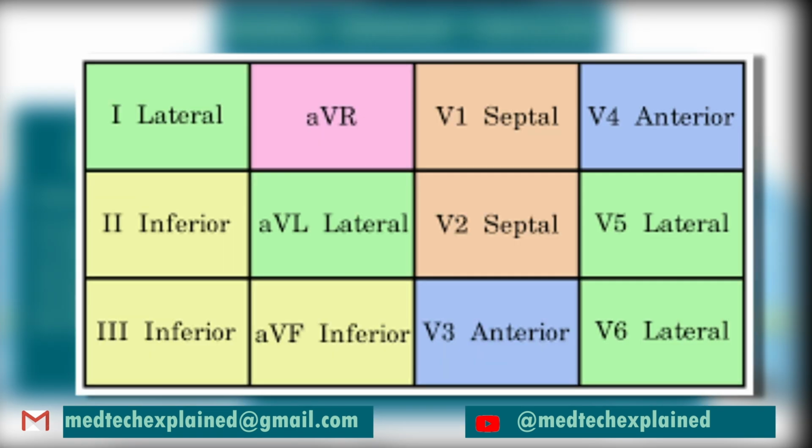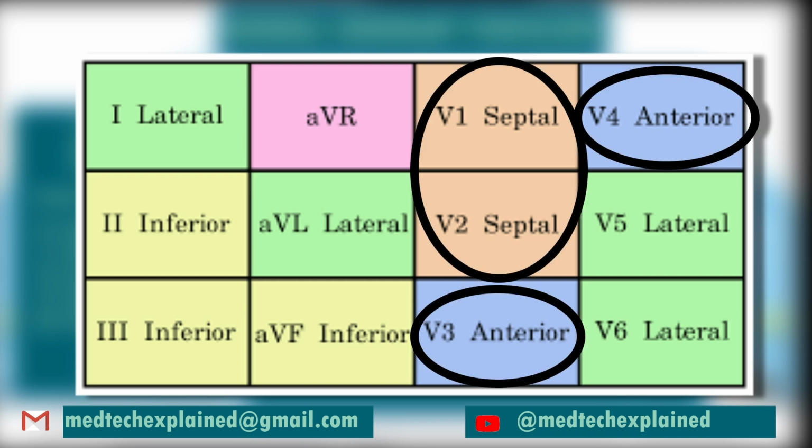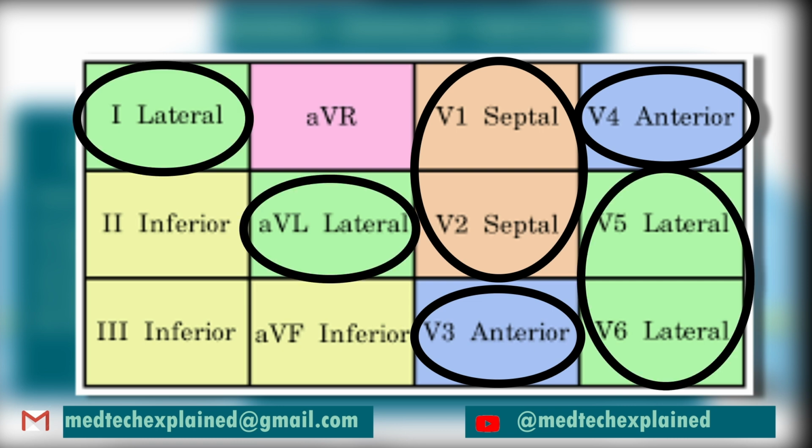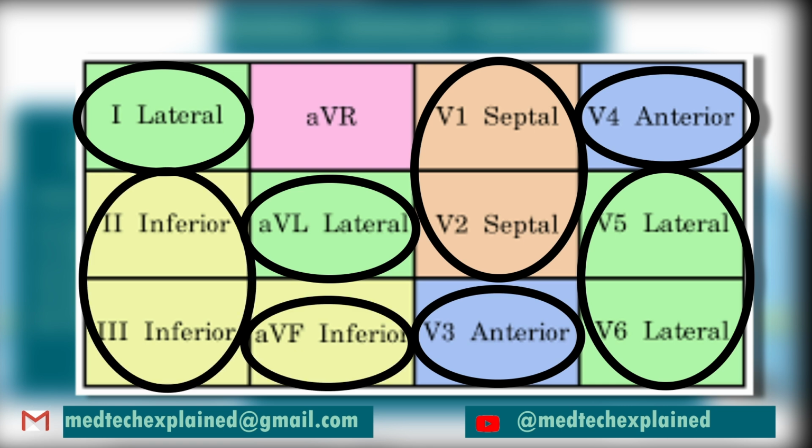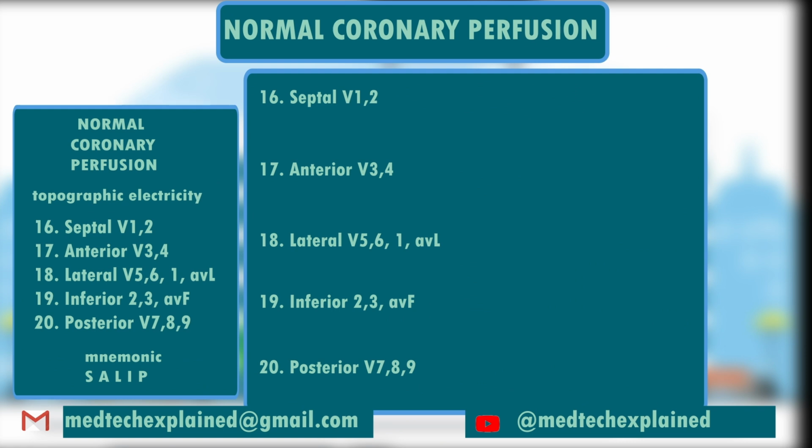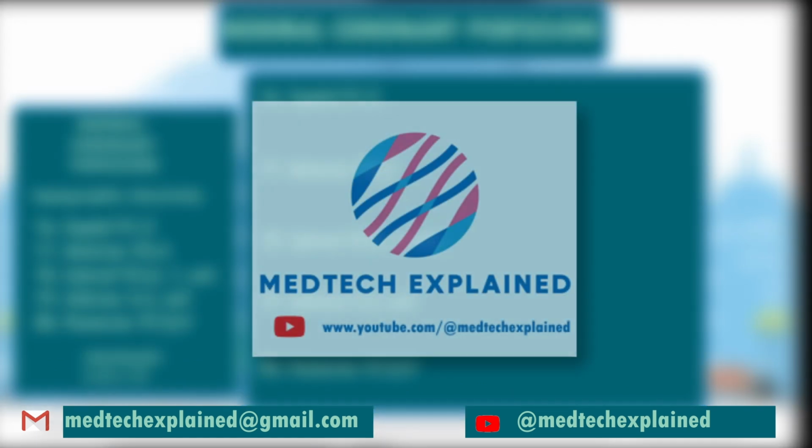The leads of the septal or right ventricle are leads V1 and V2. The anterior leads are V3 and V4. The lateral leads are V5 and V6, as well as leads 1 and augmented VL. The inferior leads are leads 2, 3, and augmented VF. And finally, the posterior leads are V7, 8, and 9.